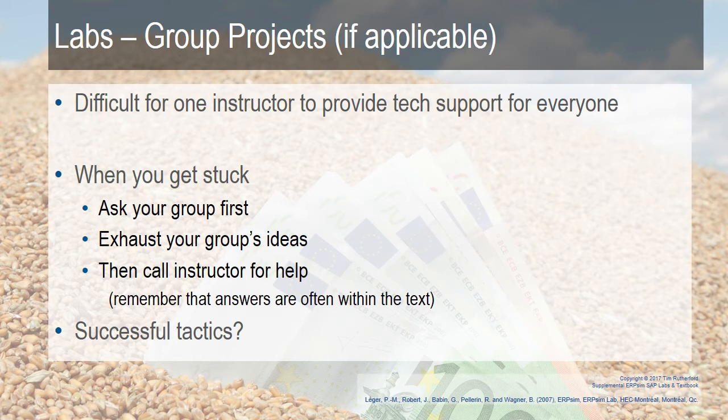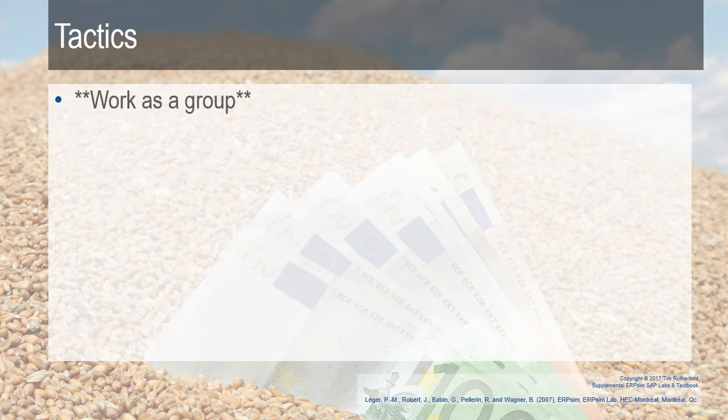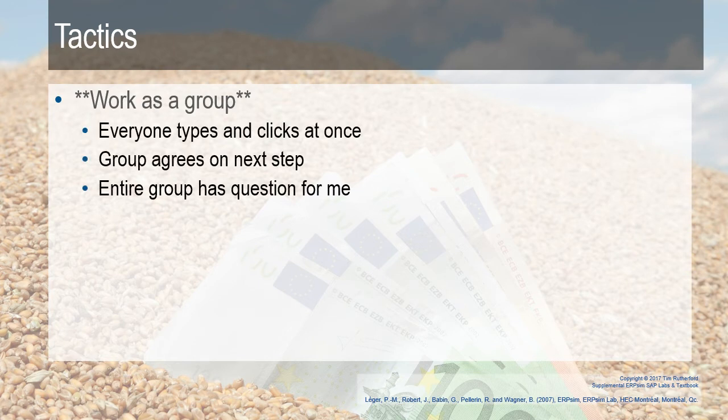Some successful tactics that I've seen with groups: literally work as a group. Every time I see a group do this, they really don't have problems. It takes a little longer, but there are fewer questions in the long run. So working as a group, everyone works together. If you have 3 people, 4 people in your group, everyone types and clicks at the same time. Everyone agrees on the next step. If there ends up being a question for the instructor, the entire group has a question.